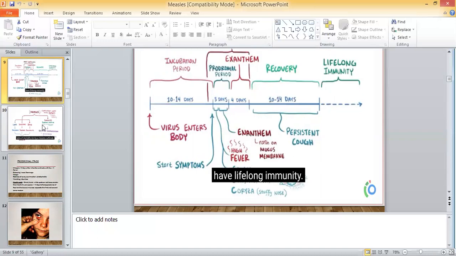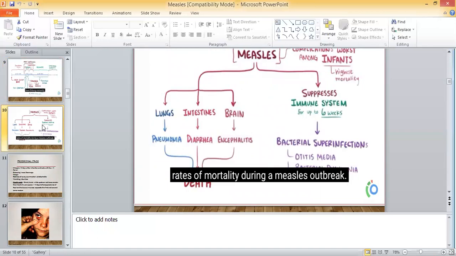If there's no recovery, then the person or child can go into complications, which can be deadly for that patient. Measles affects the lungs, intestine, and brain, which can cause pneumonia, diarrhea, and encephalitis. If untreated or if it becomes serious, it can cause death. It can suppress the immune system. Due to the suppression of the immune system, bacterial superinfection occurs, which can cause otitis media, diarrhea, and other conditions. Subacute sclerosing panencephalitis is the worst condition, which may occur many years after measles. Mostly these complications occur in young infants or children whose immunity is weak.